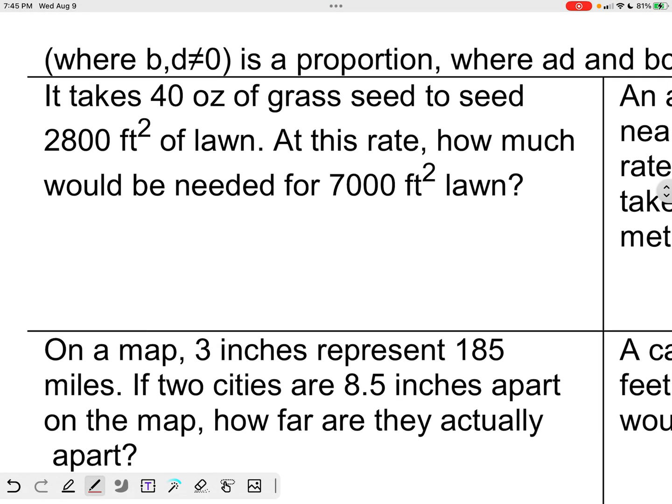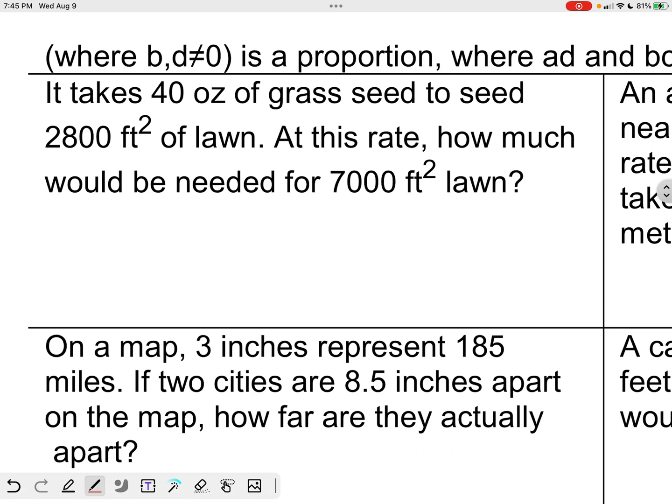All right, so math. If it takes 40 ounces of grass seed to seed 2,800 square feet of lawn, at this rate, how much would be needed for 7,000 square feet? So we're going to do ounces to feet, ounces to feet. You can reduce before you cross multiply. If you're reducing, I could only reduce this way. You cannot reduce sideways.